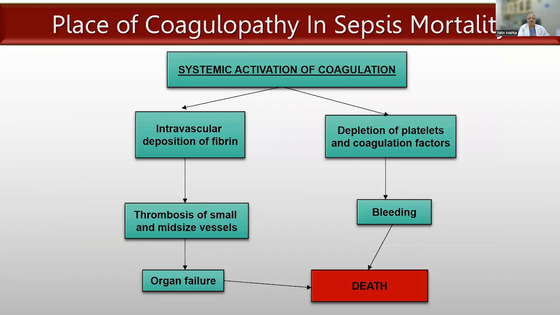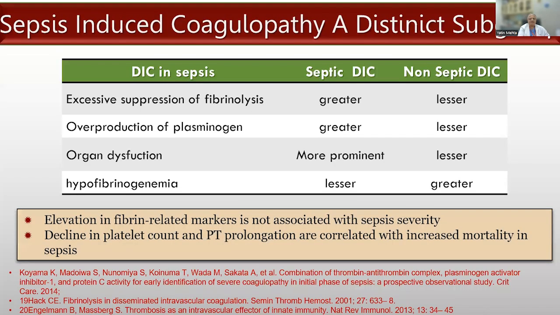Again, systemic activation of coagulation leads to intravascular deposition of fibrin, thrombosis of small and mid-sized vessels, which leads to reduced perfusion and organ failure. And on the other hand, you may have the other extreme with platelet and coagulation factor depletion, leading to classic DIC.